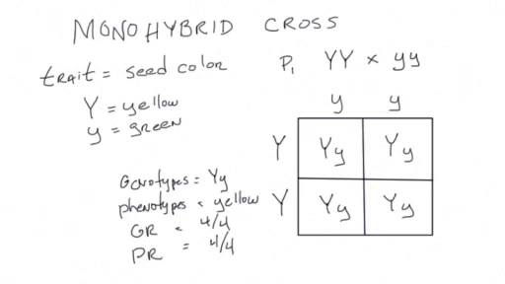All the boxes indicate what's called the F1 generation. So the P1 are the parents. All the offspring of this P1 become the F1, or first filial generation.